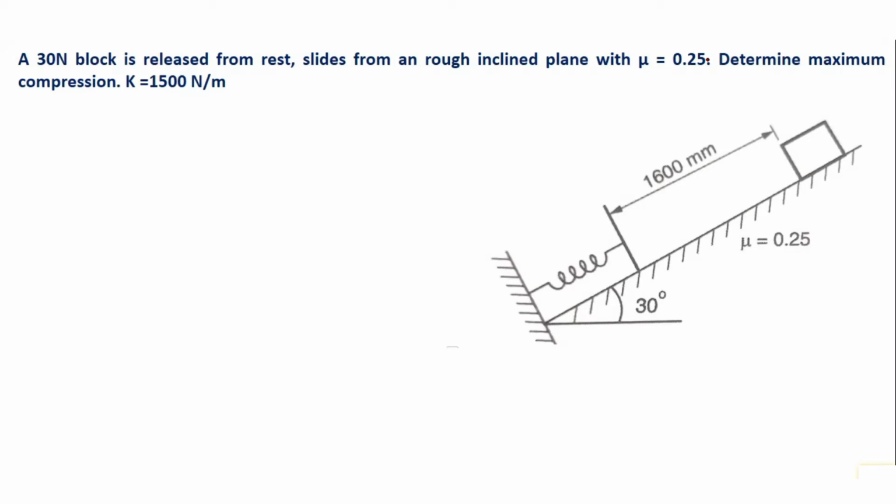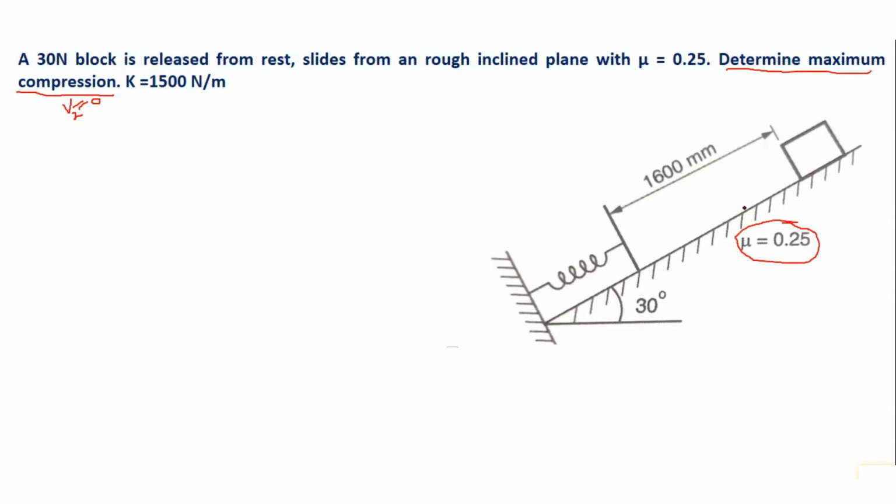So we have seen previously also, if we need to determine the maximum compression, the velocity at that particular point is equal to 0. So I will write velocity at second point equal to 0 because we want maximum compression. Another thing here is the coefficient of friction for the surface is given. Hence, there will be some normal reaction and there will be some friction force.